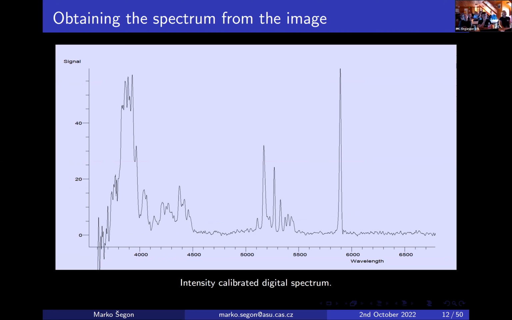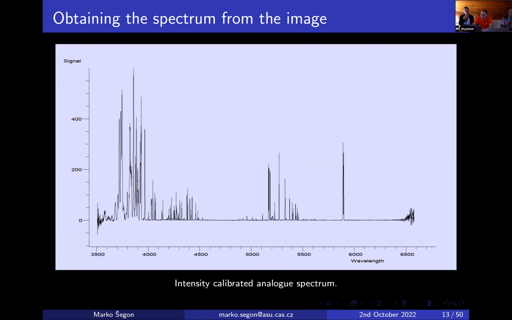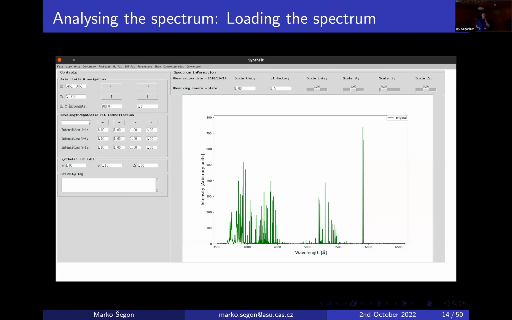And once we do this, we obtain something like this. So this would be an example of a digital spectrum, and this would be an example of the analog spectrum of the same meteor observed from different stations. So you can see a big difference in resolution and quality. So we need to somehow overcome this issue and still get reliable results.